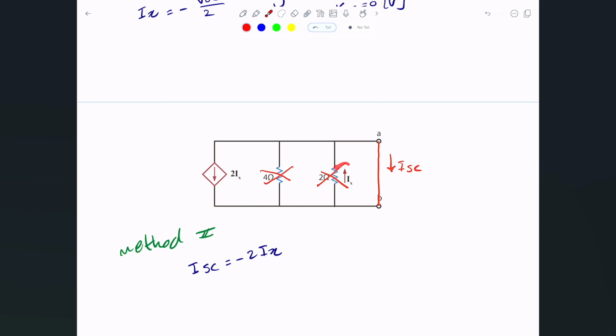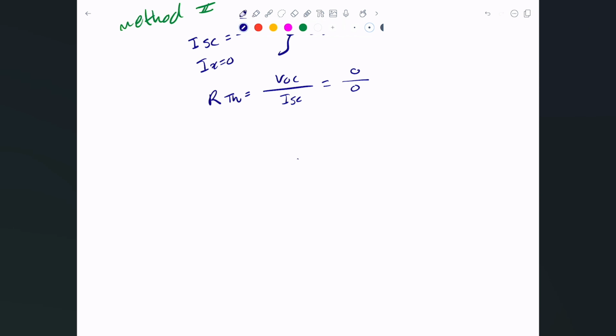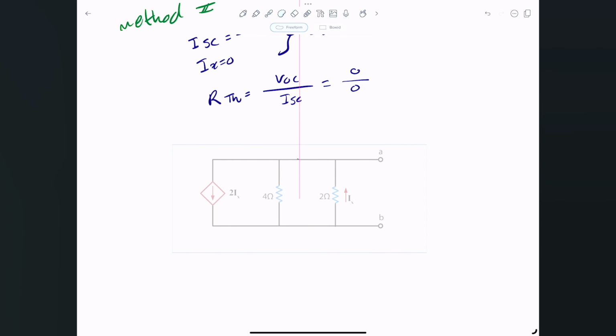All right, so I need to figure out what Ix is here. Ix is the current going through a resistor that has a voltage of 0 across it. So really, Ix is simply 0. That means the I short circuit is also 0, because there are no sources to drive the circuit. And if we were to compute the R Thevenin based on method 2, it's V open circuit divided by I short circuit, but this is 0 divided by 0, which is undefined. So we cannot use method 2, and that's the reason why. That leaves us with method 3, which is the only one we can use when the circuit has nothing but dependent sources, like the one in here.